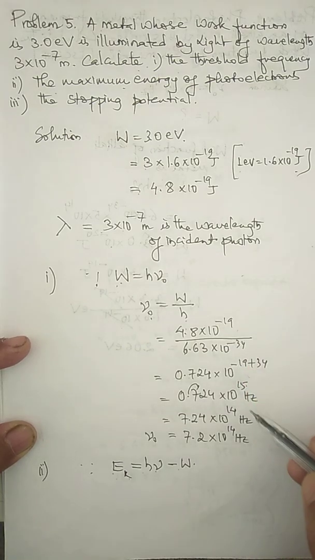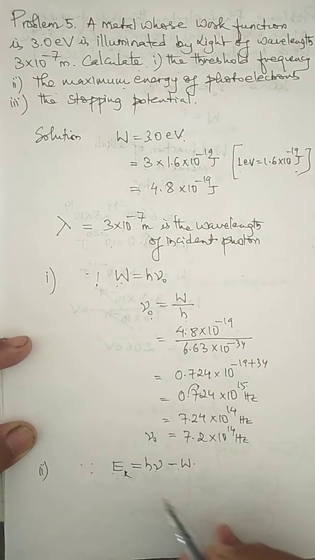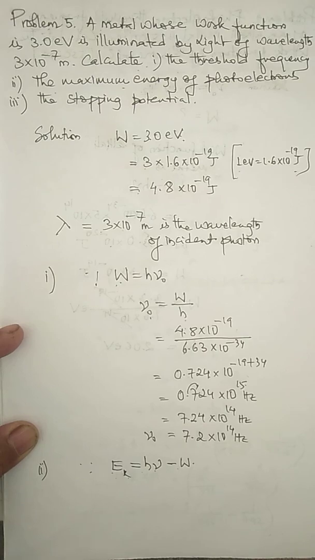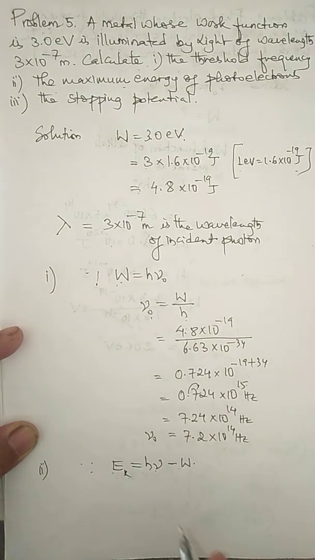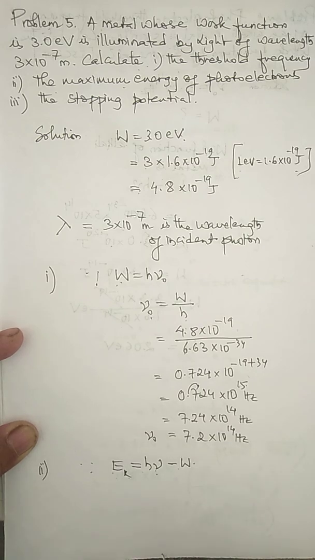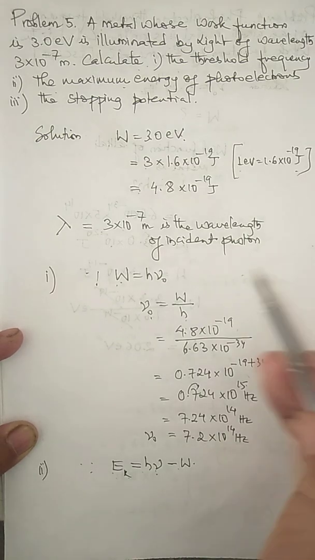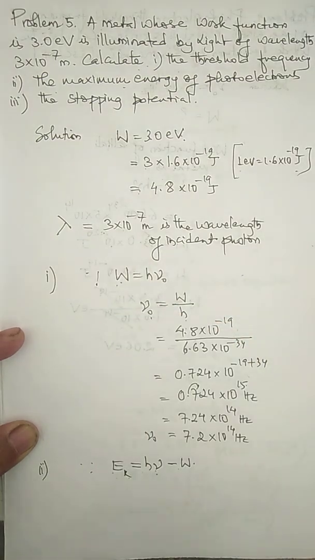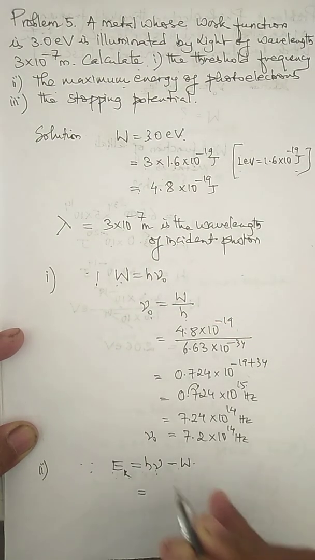So children, the work function is known. We have calculated the work function, it was already given. Now the energy we need to calculate. But in this question, if you look at this relation, the frequency of the incident light or incident photon is not given. As for the question, wavelength is given. So what we can do is convert this frequency into wavelength.